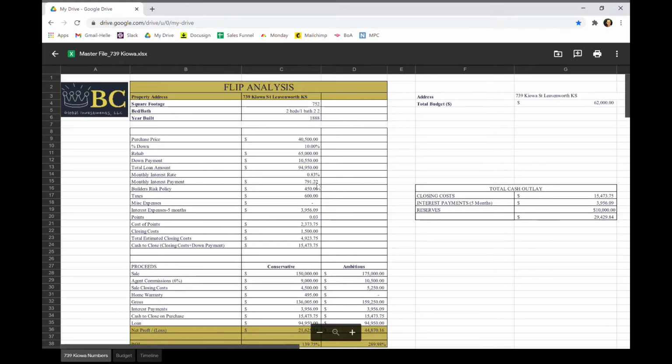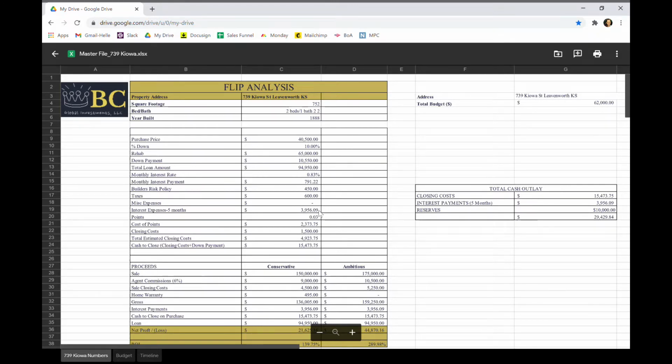$450 is just an estimate for the builder's risk policy. That's what you're going to get when you're doing a construction loan. It's for an unoccupied property that's under construction. Typically, they're 6-month terms, and that's about what I pay for a single-family home. This is an estimate on the taxes. We're anticipating getting rid of this within 6 months, so this is a high estimate, pretty conservative, and we anticipate spending $600 in taxes.